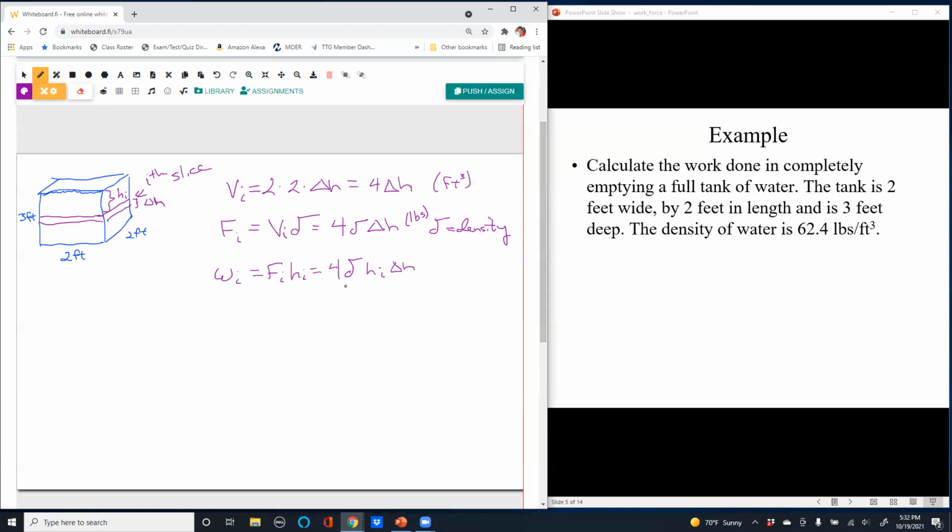All right. This is where you want to be. Oh, wow, I'm almost done. We've got the work on the ice slice. Which means to get to the work, all I have to do is drop the sub i's and turn this into a definite integral. The 4 delta are constants. If you want, you can put them out front. That's why I leave them that way till the end of the problem, because we end up with a really simple integral, h dh.